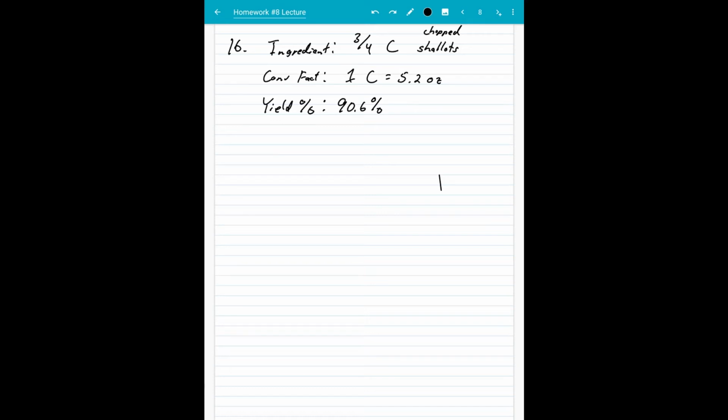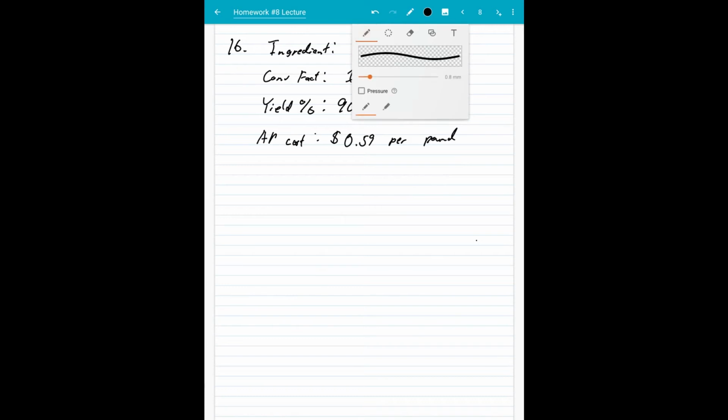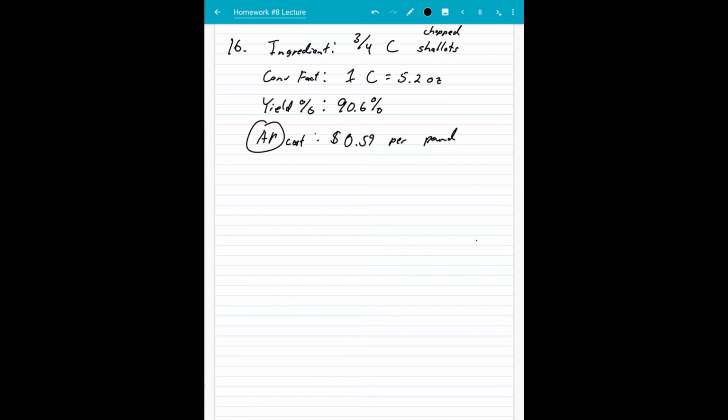And it says the AP cost for this is $0.59 per pound. Now there's different ways to calculate this. I'm going to show you one way, and then we'll do it another way. Remember, AP cost represents how much it's worth in the beginning as you purchase it. It's worth 59 cents per pound. But then you have your edible portion, your EP cost, right?